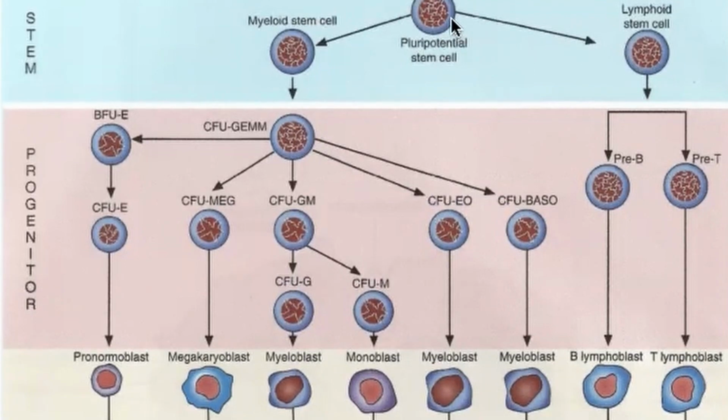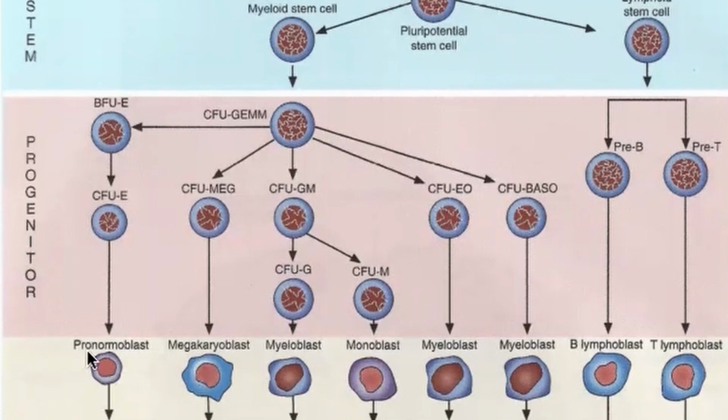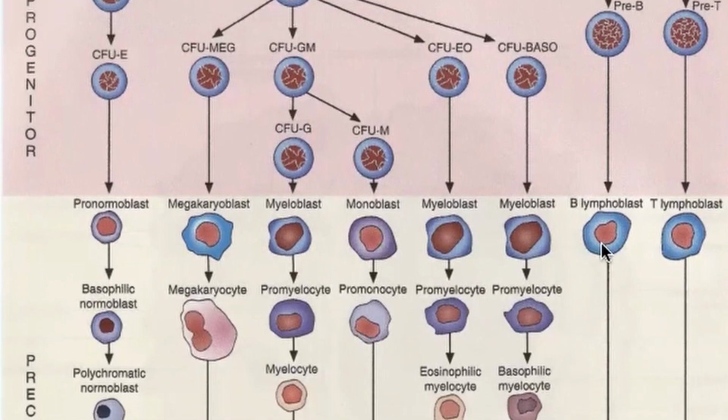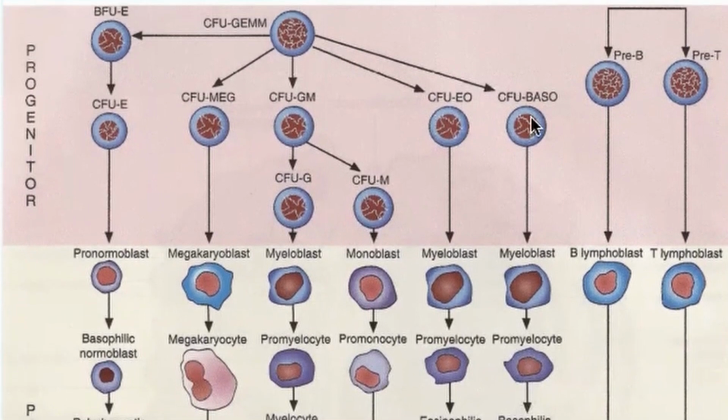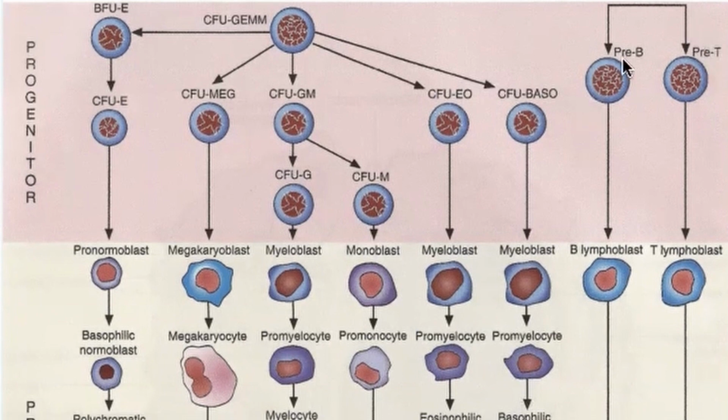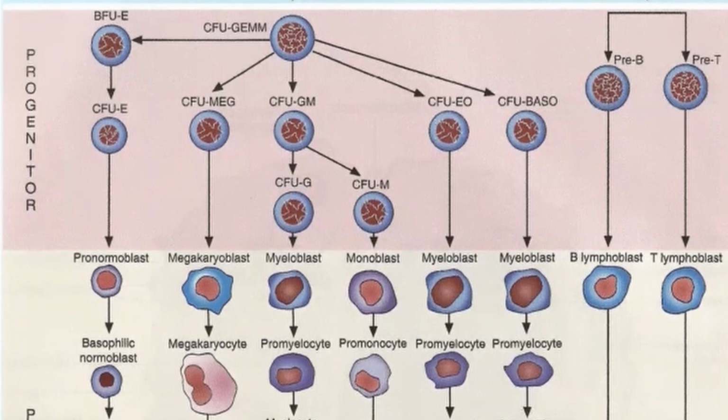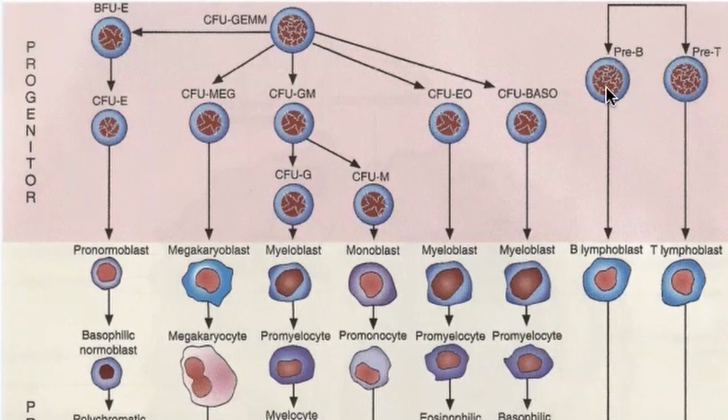Remember I said that the pluripotent stem cell gives rise to all the cells. Basically, this is just looking at the stem cell. The stem cell can be myeloid or lymphoid. The myeloid will give rise to the erythrocyte as well as the granulocyte, and the lymphoid will give rise to the lymphocytes. So remember, the lymphocytes are the B cells and T cells. We said the T from the thymus, B from the bone marrow.